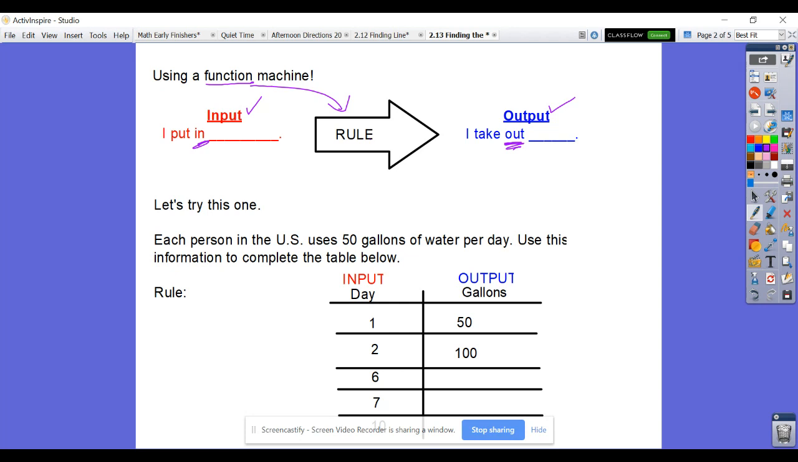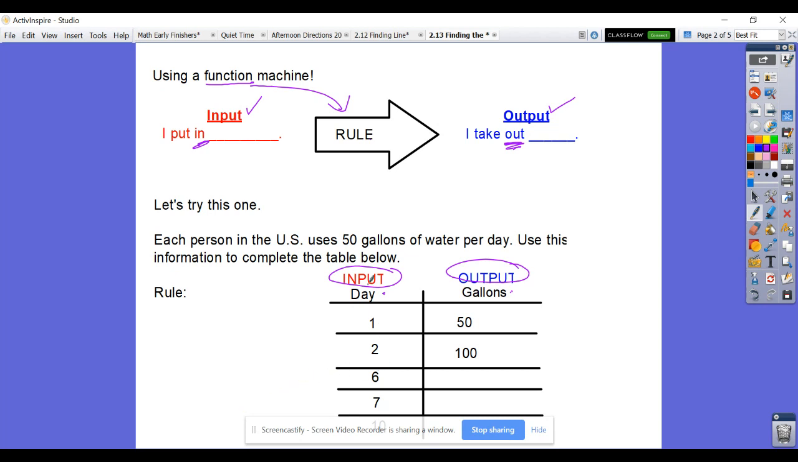So often mathematicians will organize that in input and output tables. So here we have an input-output table, but we're going to apply it to a real-life problem. The input is the number of days, and the output is gallons. Let's read the problem that shows this. Each person in the US uses 50 gallons of water per day. Wow, that's a lot. Use this information to complete the table below.